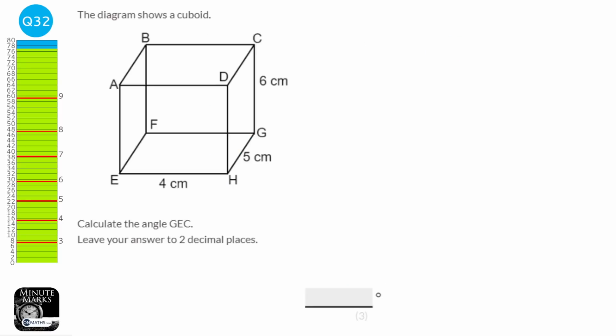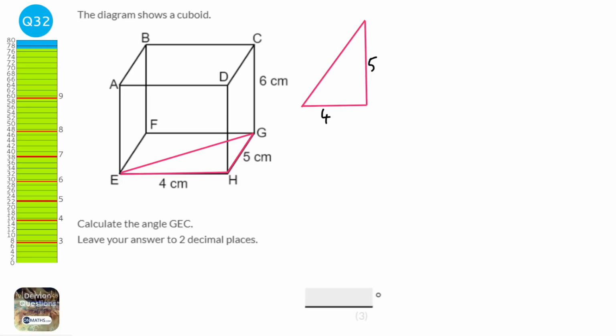To start off this question, you need to realise that EGH is a right angle triangle. And if I draw it in on the diagram, and then draw it as a 2-dimensional right angle triangle, hopefully we can see how to answer it. So if we put in the values, 4 centimeters there, 5 centimeters there, we can find length EG by using Pythagoras.